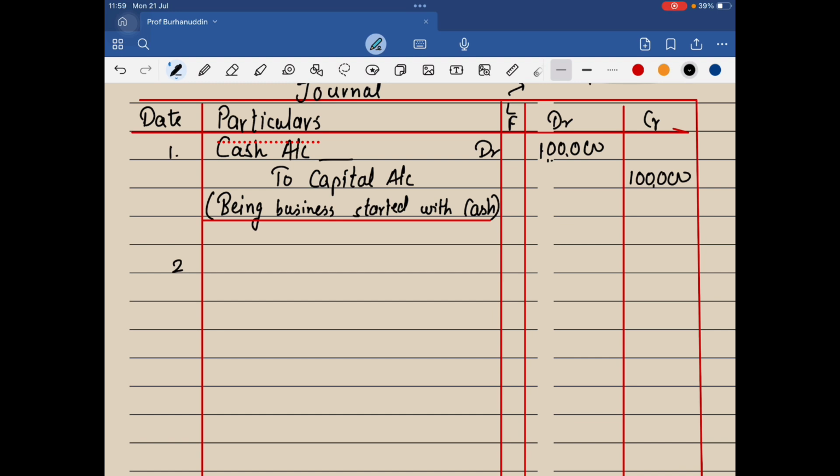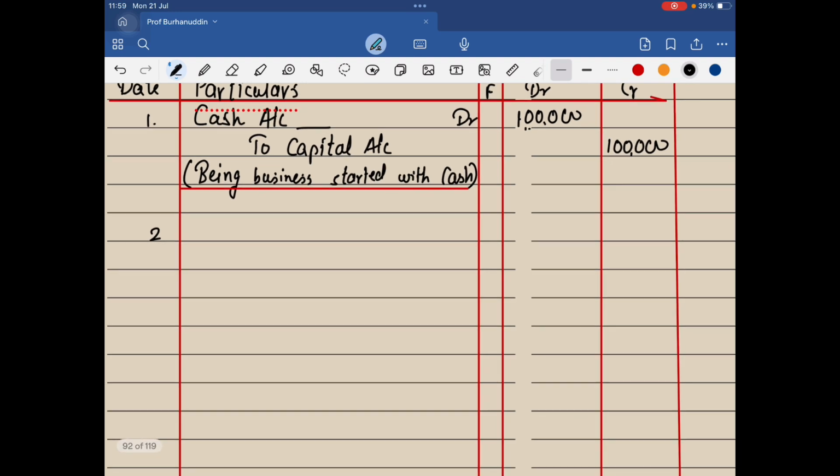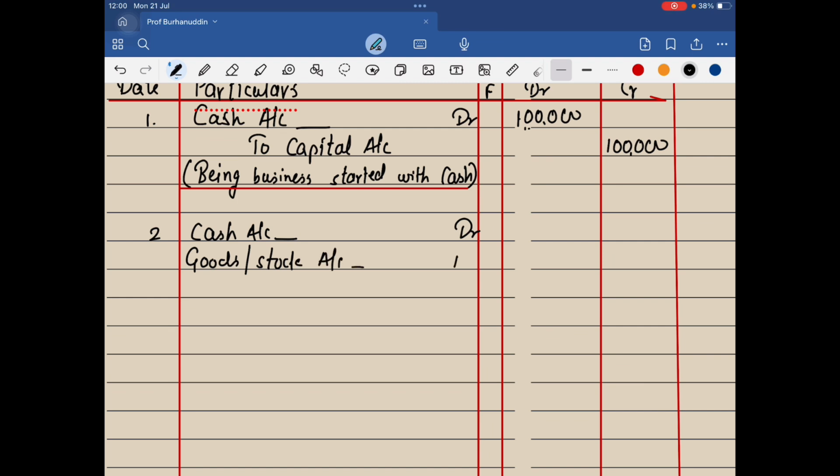Firstly, cash account. So we'll write cash account. Prakash, tell me, I am going to debit it, right? So I'll write a debit. Pakka na? Then goods account, or you can also call it stock. The stock account, again you will be writing debit, because it is debited. I remember the amount was 10,000 and 15,000.